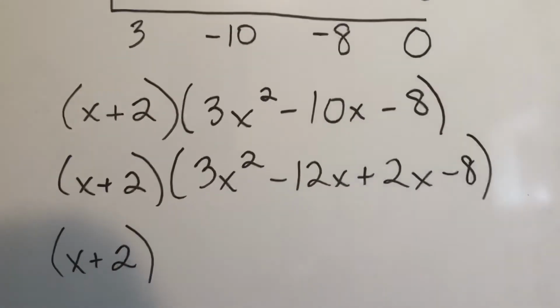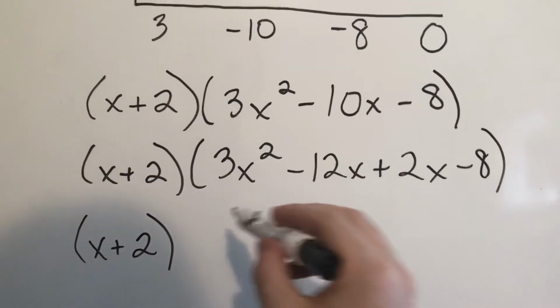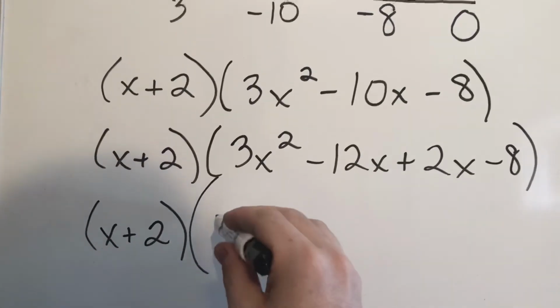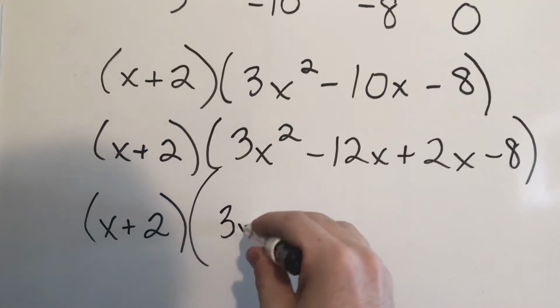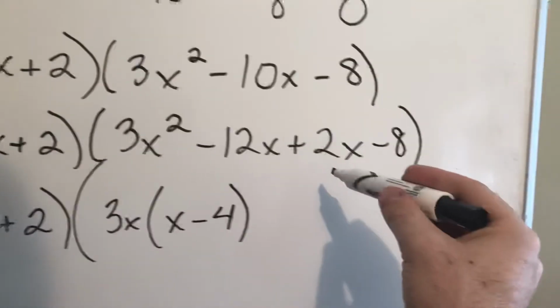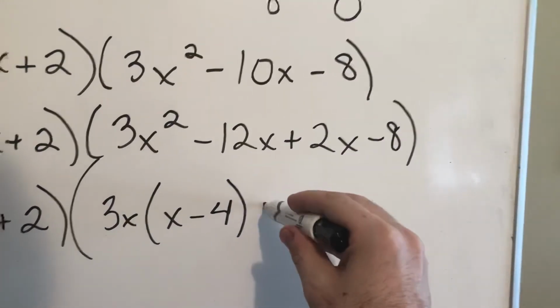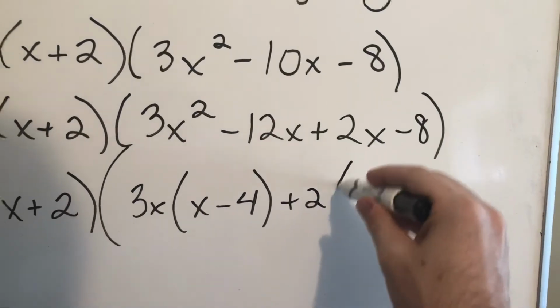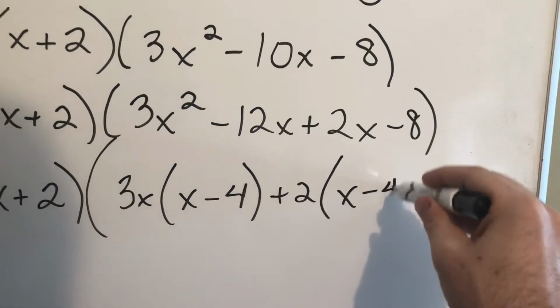Okay, 4 terms we're going to factor by grouping. Take out, I'm going to do big parentheses, and take out 3x. Leaves me with x minus 4. 2x minus 8, take out 2. X minus 4, we're looking good.